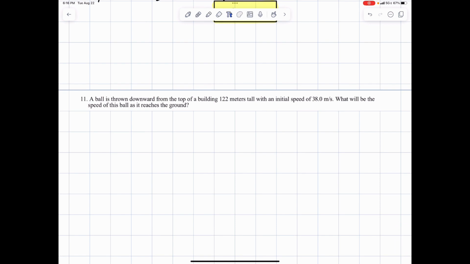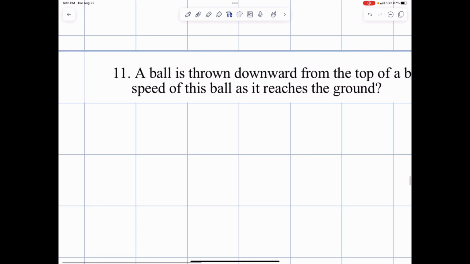Number 11. A ball is thrown downward from the top of a building 122 meters tall with an initial speed of 38 meters per second. What will be the speed of this ball when it reaches the ground? Again, conservation, or excuse me, I keep saying that. This is a constant acceleration due to gravity, so let's go ahead and make our list.